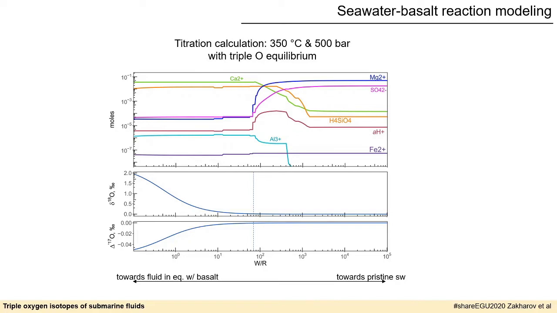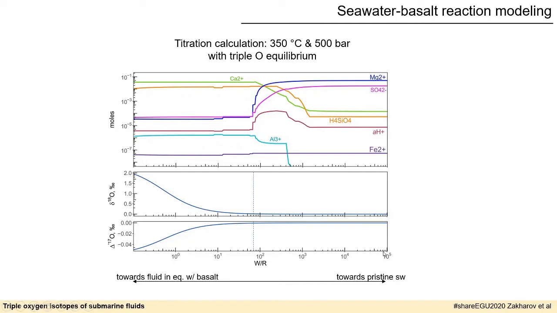Next, we would like to show how the chemical composition of vent fluids would change along with their triple oxygen isotope values. To do that, we constructed a mineral aqueous equilibrium calculation, in which a small amount of basalt is incrementally titrated into 1 liter of seawater at conditions similar to submarine hydrothermal systems, 350 degrees Celsius and 500 bars. The progress of titration is shown here as the mass water-to-rock ratio.